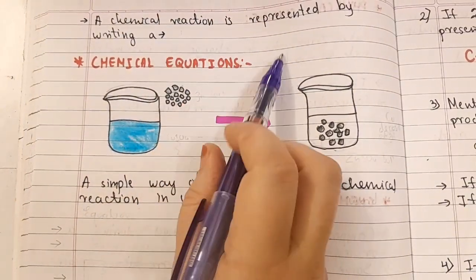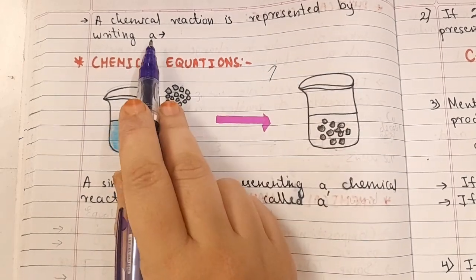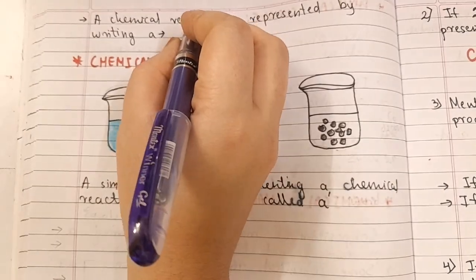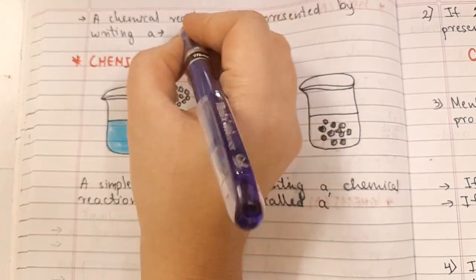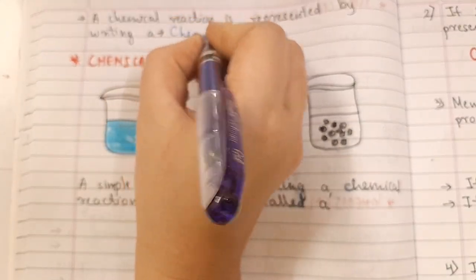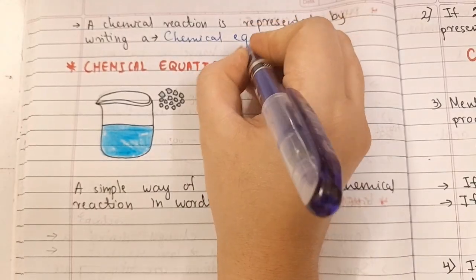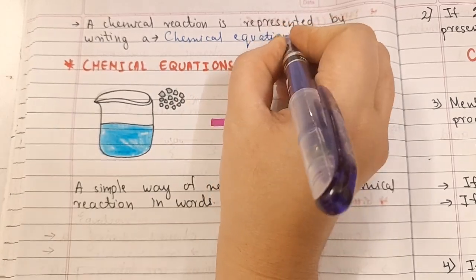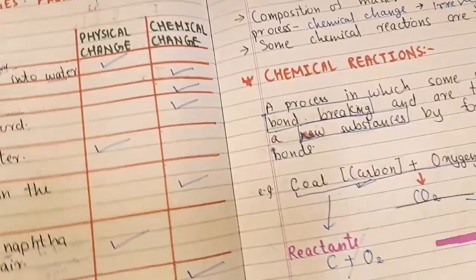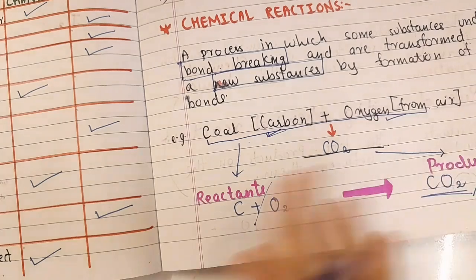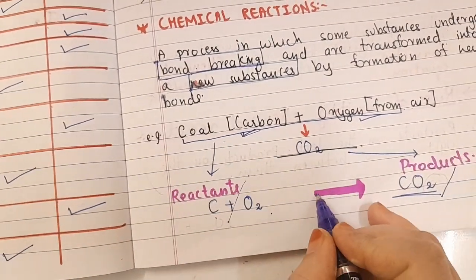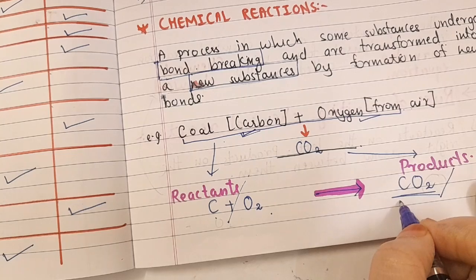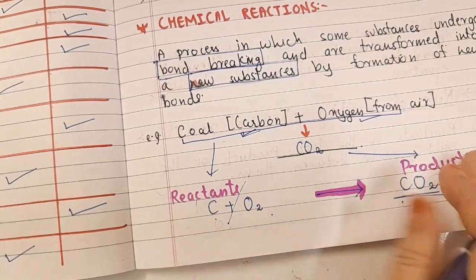A chemical reaction is represented by writing a chemical equation. In this example, I have written carbon plus oxygen is converted into carbon dioxide. So this is a chemical equation.